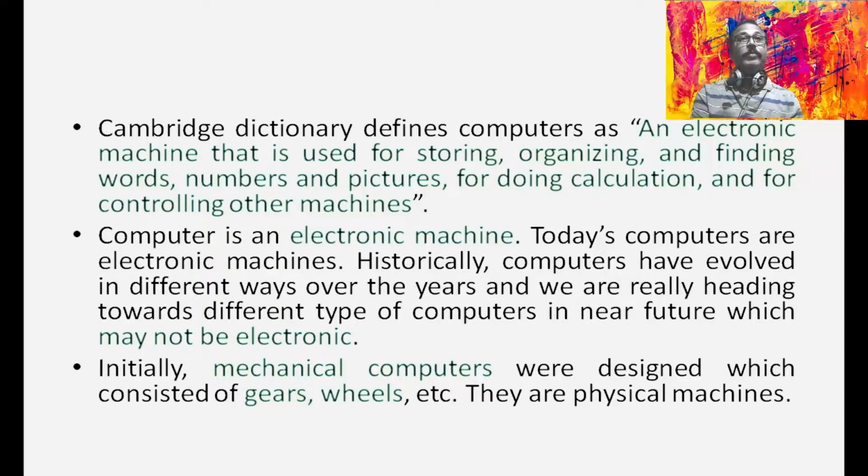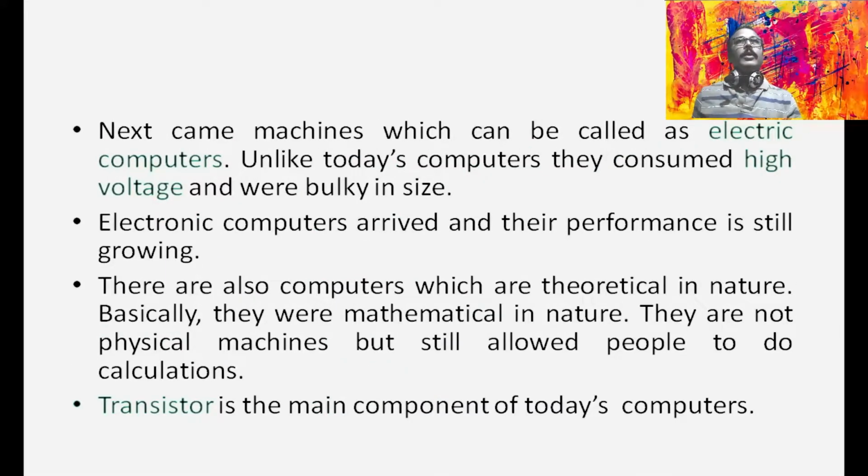But please note that in future it may not be an electronic machine. We are talking about quantum computers, molecular computers. So in future, it may not be an electronic machine. Initially, mechanical computers consisted of gates and wheels. After that, electric machines, where the main component was the vacuum tube. Vacuum tube, main component.